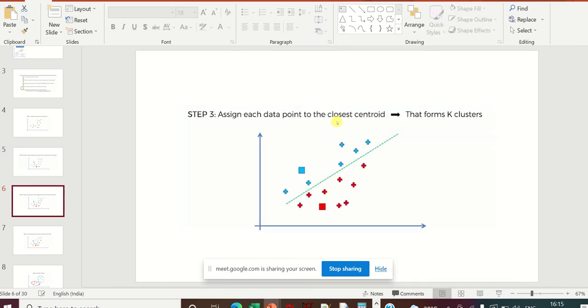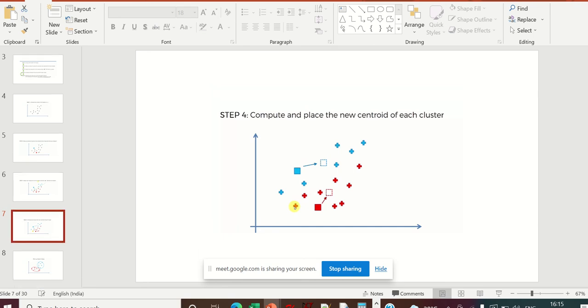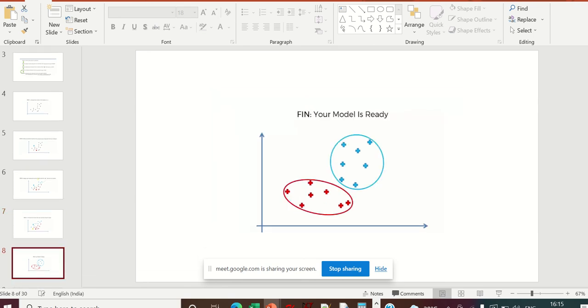Then I will reconfigure my centroid, because this point is here and most of my points are here. So I shift this point to this position, so that I can get a nice cluster circle. Like this I will be able to get it. So this is how your model is ready.